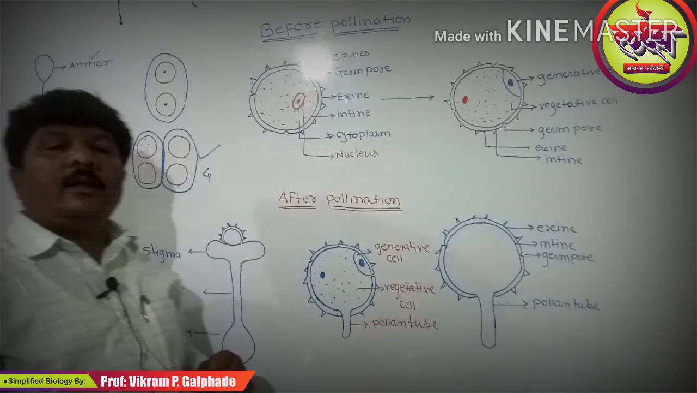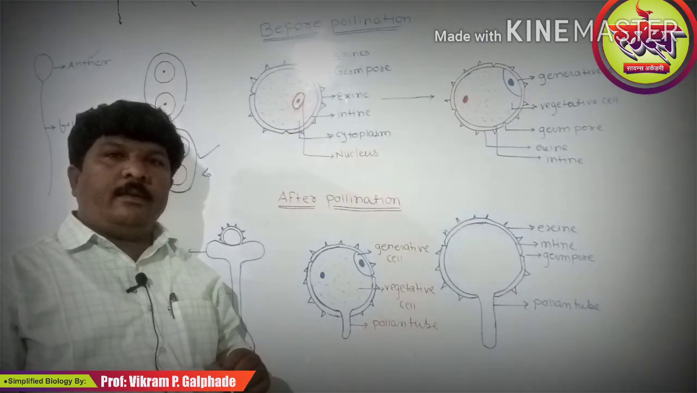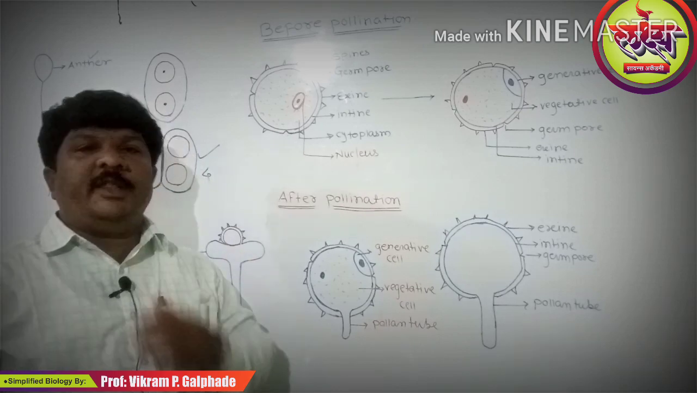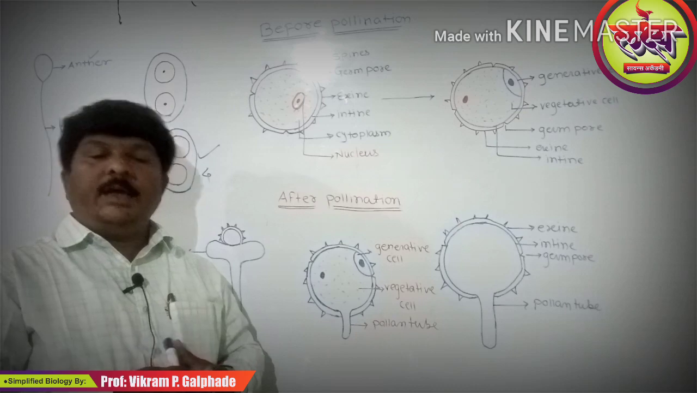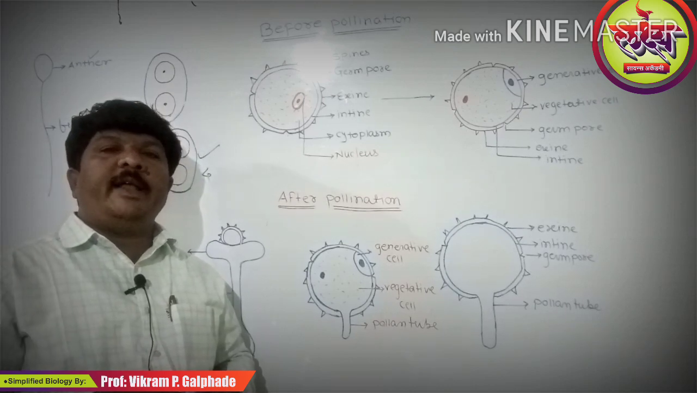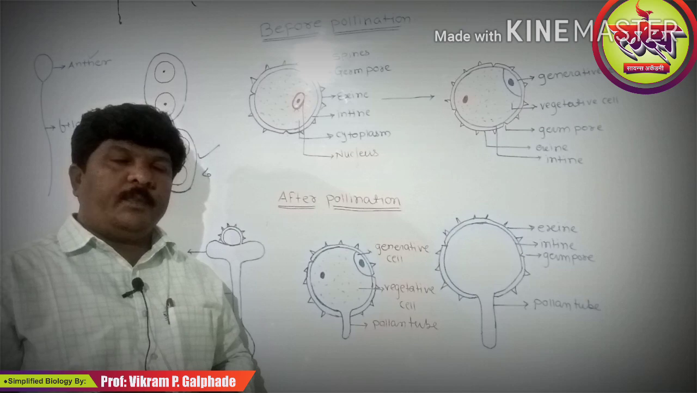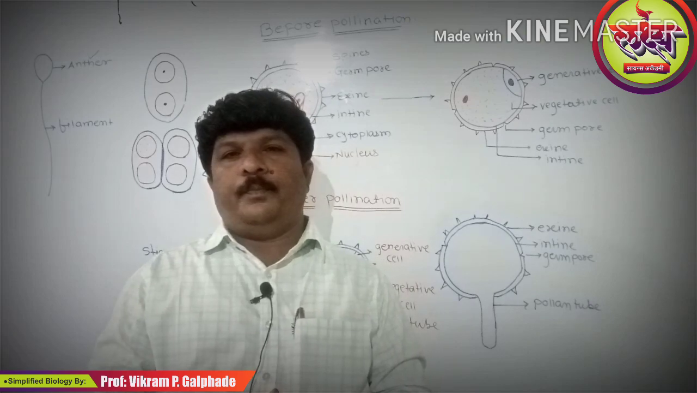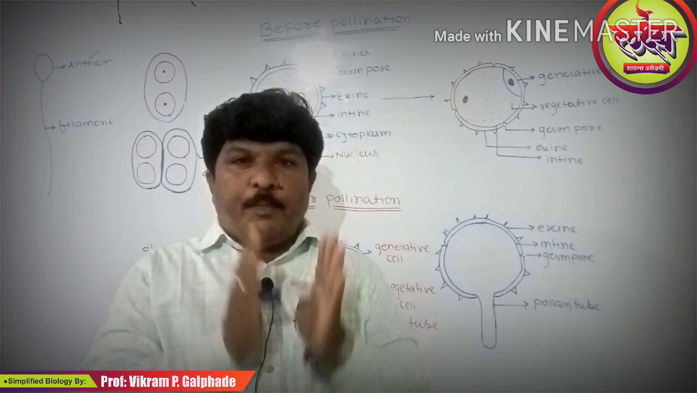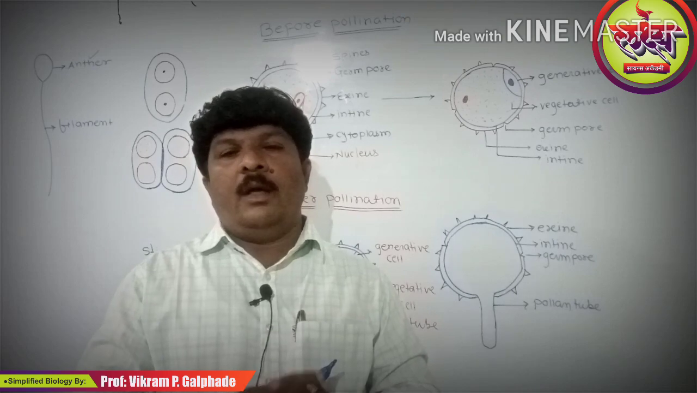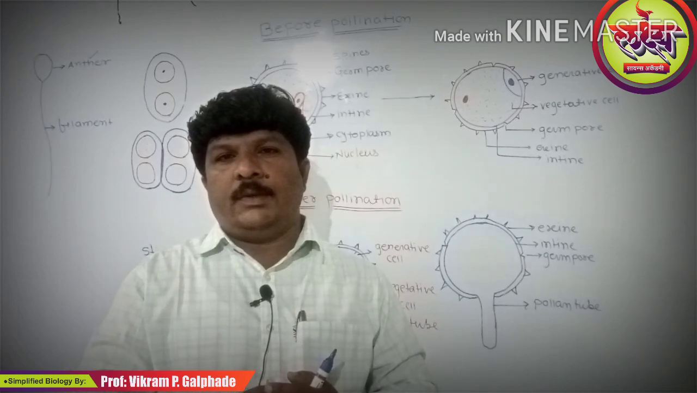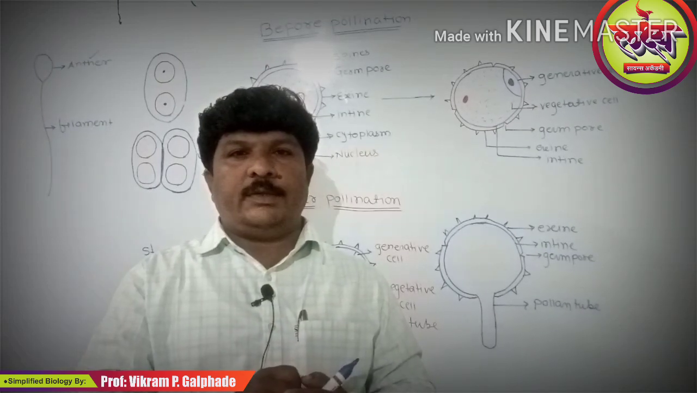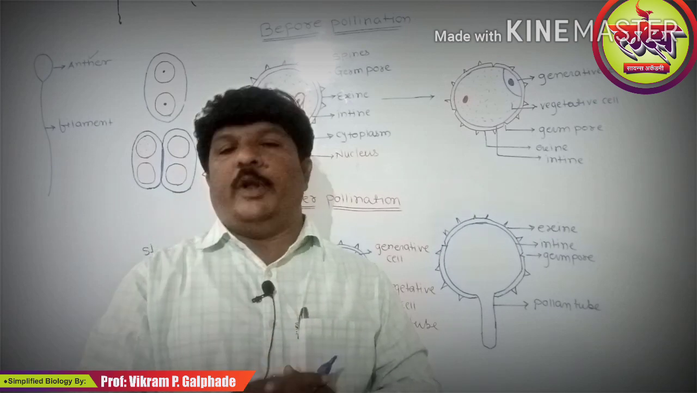Each pollen sac contains the MMC, meaning microspore mother cell. It is also called the pollen grain mother cell. The nature of the pollen grain mother cell is diploid. These diploid pollen grain mother cells undergo meiosis, and each pollen grain mother cell produces four haploid pollen grains.